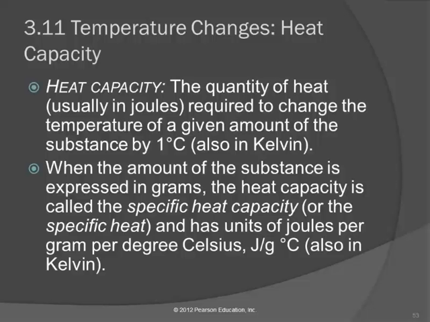So, temperature changes, section 3.11. We have a quantity called heat capacity. And this is going to sound a little bit like the definition of a calorie. The quantity of heat required to change the temperature of a given amount of substance by 1 degree Celsius. We said a calorie was the amount of heat needed to change the temperature of 1 gram of water by 1 degree Celsius. Other substances are going to require different amounts of energy in order to change their temperatures.